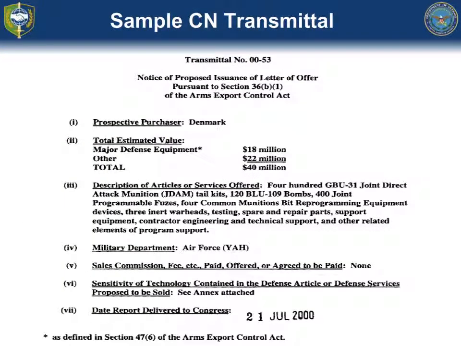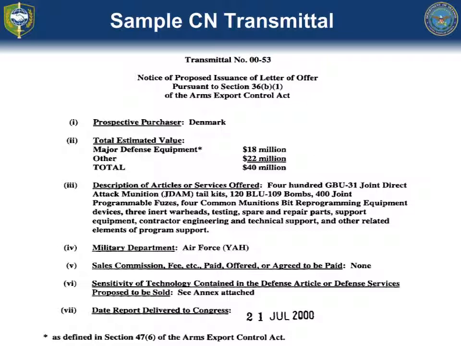So this is what the first page of a transmittal winds up looking like. And you can see this is an example of a case for Denmark that was done back in 2000 and published in the Federal Register. You can see that items 1 through 4 on the transmittal notice, the first page, are identical to sections small Roman numeral 1 through 4 of the Act.